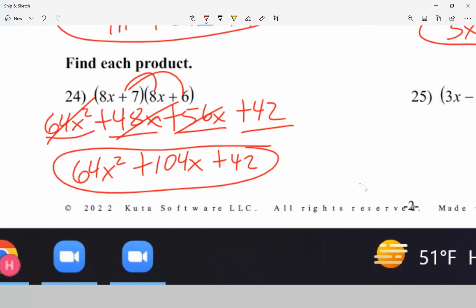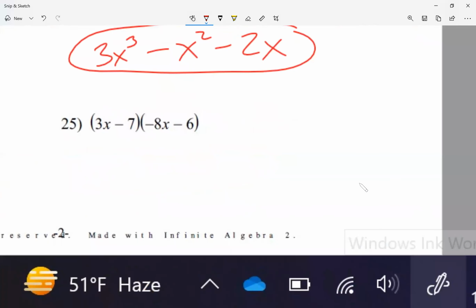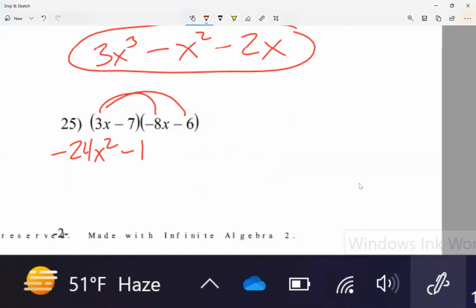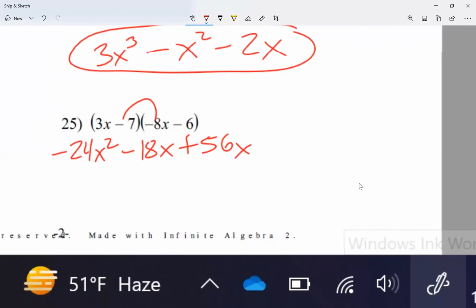Lastly, on number 25, let me distribute the 3x. 3x times a negative 8x gives me negative 24x to the second. And then 3x times a negative 6 is a negative 18x. Now let me distribute the negative 7. Negative 7 times a negative 8x, right? Negative times a negative is positive. So it's going to give me positive 56x. And then negative 7 times a negative 6 gives me positive 42.